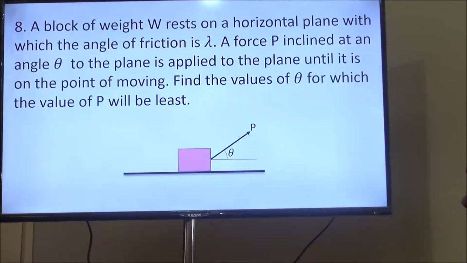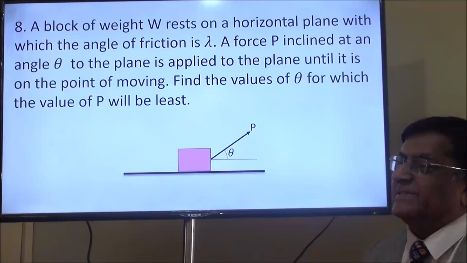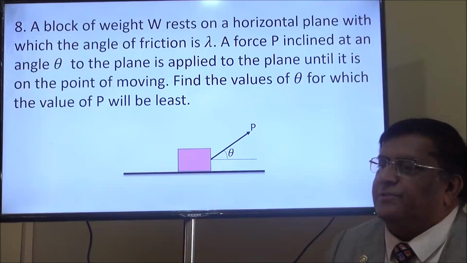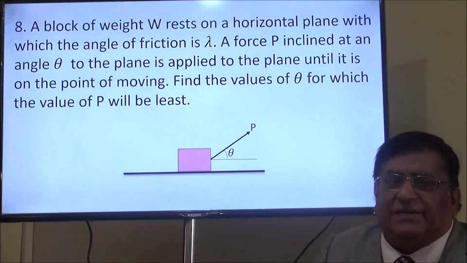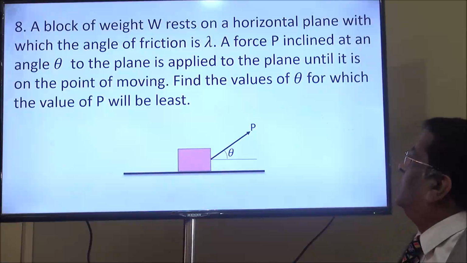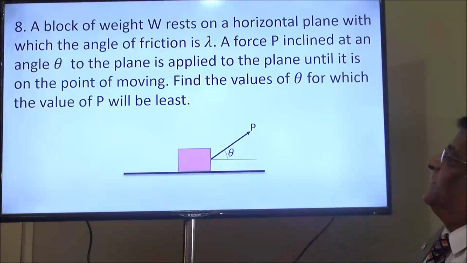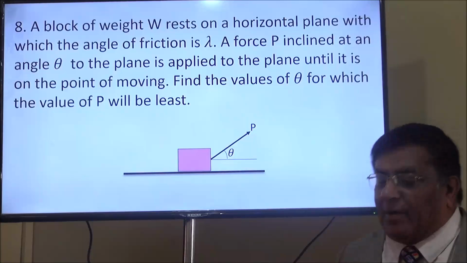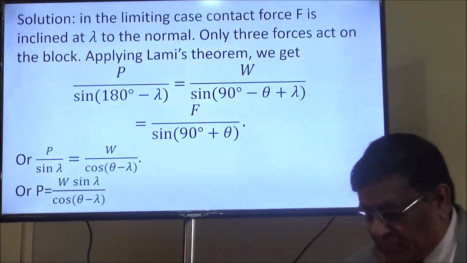Please see this question. A block of weight W rests on a horizontal plane with which the angle of friction is lambda. Okay. What does that mean? How much is the coefficient of friction? Mu is equal to tangent of angle of friction. Right. A force P inclined at an angle theta to the plane is applied until at one point it is moving. Find the value of theta for which the value of P will be minimum, will be at least. Okay.